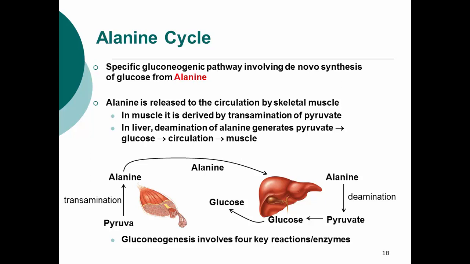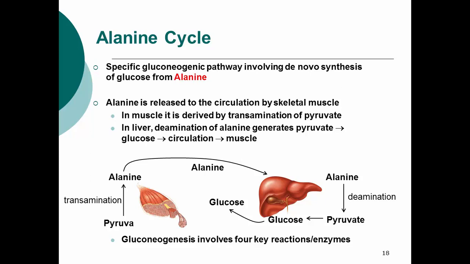Alanine. The alanine cycle is the same idea: muscle is the major contributor of alanine for gluconeogenesis in the liver. Alanine can be made from pyruvate, which comes mainly from amino acid metabolism, right? For example, through transamination, pyruvate can be converted to alanine. For some reason, I misspelled this.